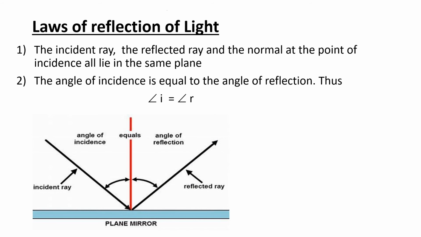All these are lying in the same plane: the incident ray, the reflected ray, and this normal. The normal is shown in red color. The angle of incidence is the angle between the incident ray and the normal, this angle. Whereas the angle of reflection is the angle between the reflected ray and the normal. This is all about the laws of reflection.